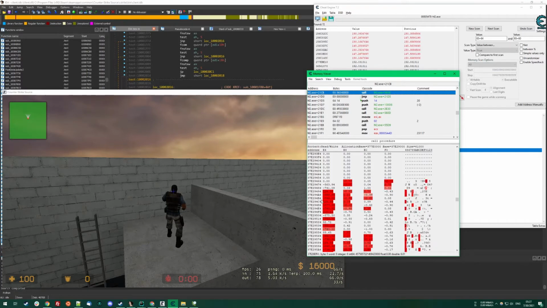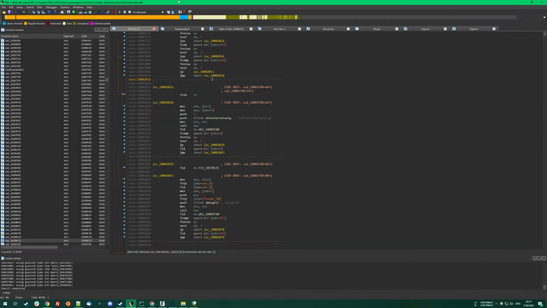You don't need the exact one. You just want to know more or less where this matrix is located for the next step. So the next step is going to be opening up client DLL on IDA, and then you're going to want to locate the following string.